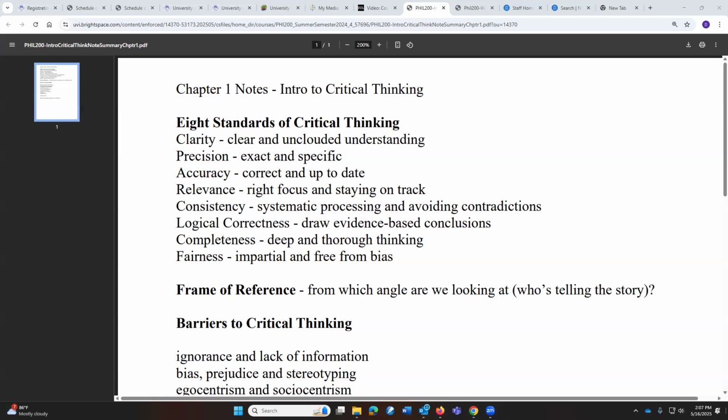The next is precision. We have to be very precise, exact, and specific, kind of like right to the point of the nuts and bolts of the issue. A good analogy to understand precision is when somebody says, you hit the nail on the head.